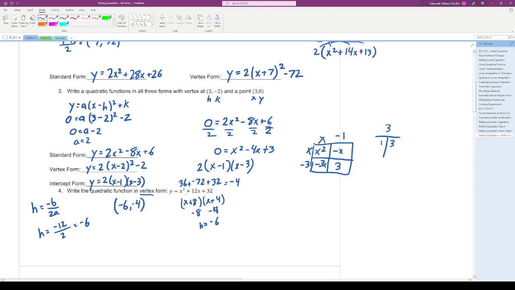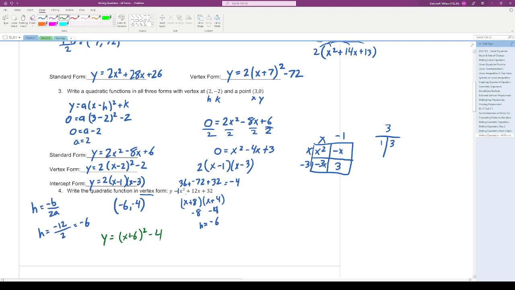So this is just plugging in our value and evaluating to find the y coordinate. Now that we have that, we know a is 1, right? Because there's nothing in front of x squared. So our equation, I'm going to write it in a different color here. Our solution is going to be y equals a, which is 1, times x minus h, so we'll get x plus 6 squared, minus 4.